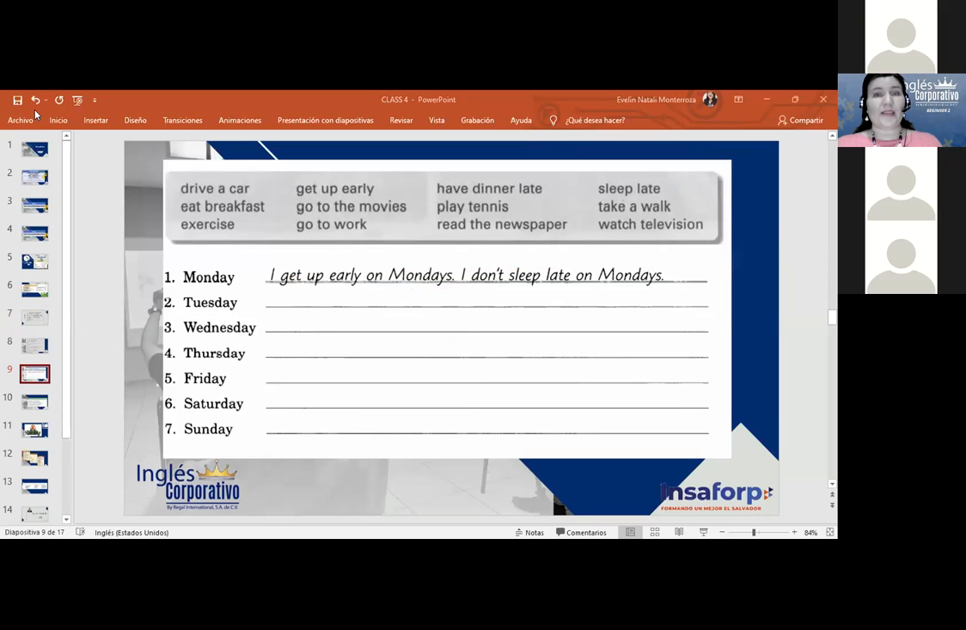This is personal practice, okay? Y ahí lo vamos a hacer en su cuaderno cada quien. Aquí tenemos diferentes situaciones. Drive a car, eat breakfast, exercise, get up early, go to the movies, go to work, have dinner late, play tennis, read the newspaper, sleep late, take a walk, and watch television. I need you to take one day of the week. I have the 7 days here, and I need you to choose two of the sentences that I have on the top to give me one affirmative sentence and one negative sentence. I am going to choose Friday.